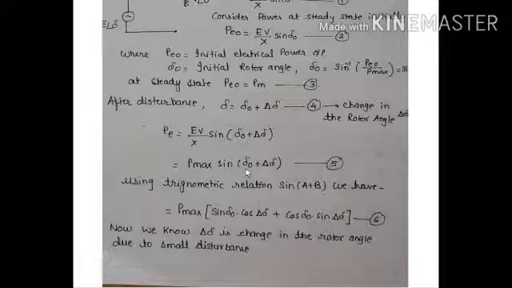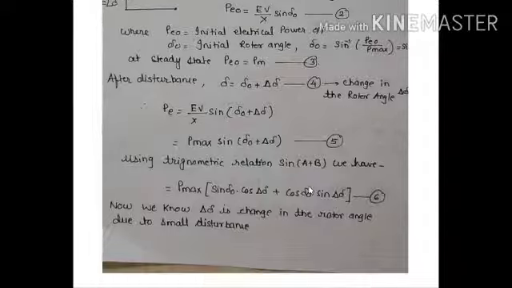P max sine delta 0 plus del delta. Call this as equation 5. Now using trigonometric relation, what is sine of A plus B? Do you remember that expression? Right. That is sine A into cos B plus cos A into sine B.